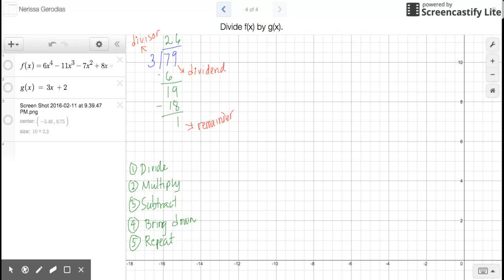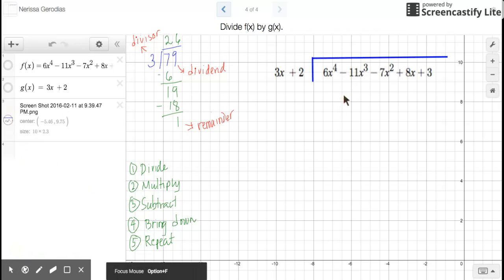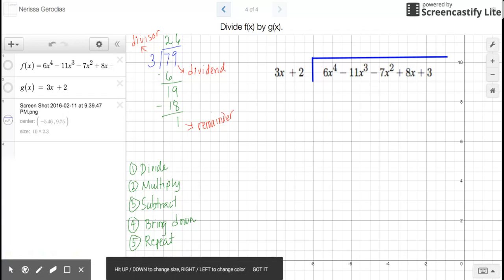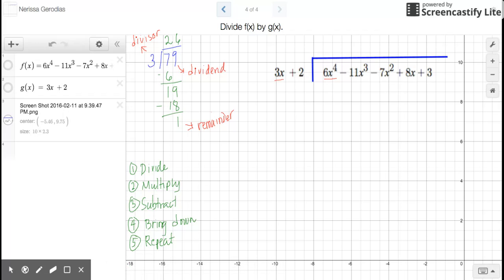Now, in order to divide f of x by g of x, we can follow the same procedure. So here, let's divide f of x by g of x. So the first step is to divide. So what we're going to do is take the first term of the dividend and divide it by the first term of the divisor. So that's going to be 6x to the fourth divided by 3x. And that's going to give us 2x cubed. And we put 2x cubed on top of negative 11x cubed. So notice that we're lining up like terms.